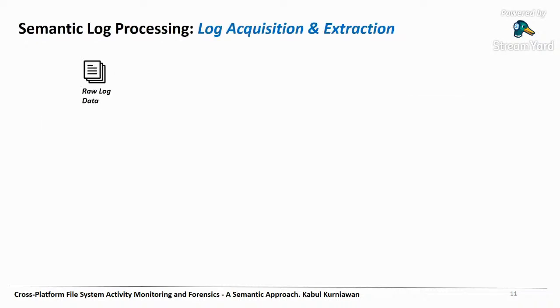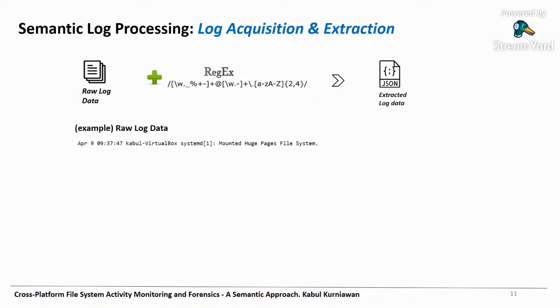Start with the log acquisition. So log acquisition and extraction is a process to ship raw log data from the monitoring host, and using extraction patterns or regular expressions, we can extract this unstructured or semi-structured raw log data into a structured representation in JSON. Here we have an example. So for example, here we have raw log data.